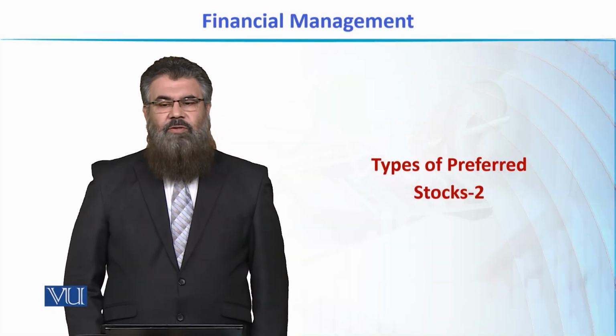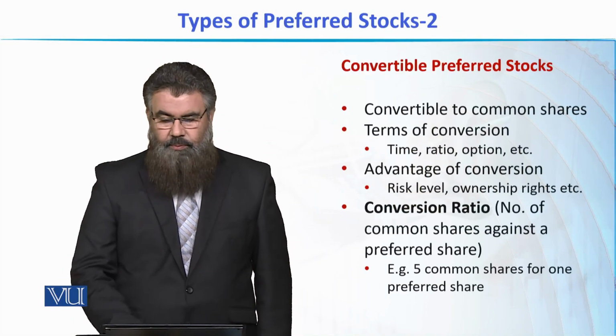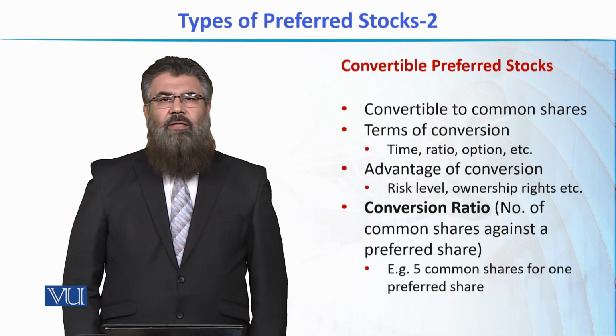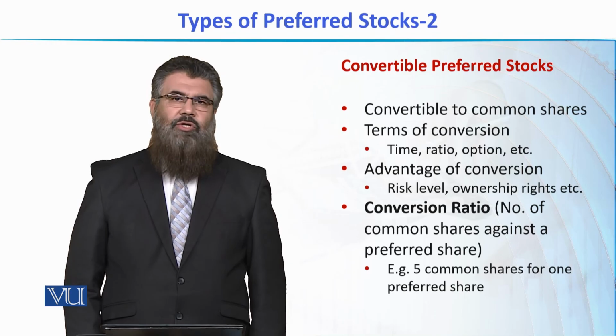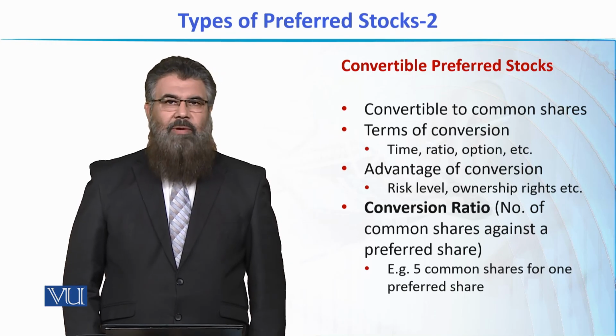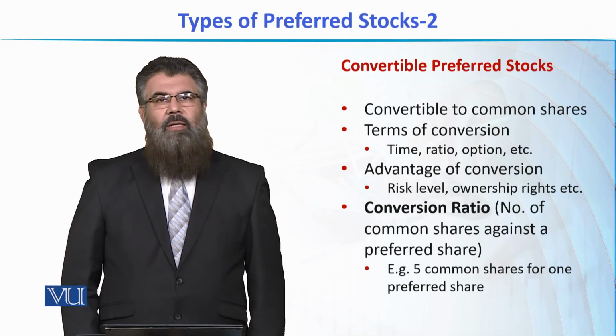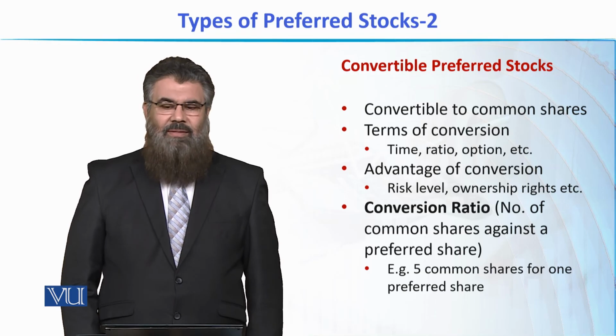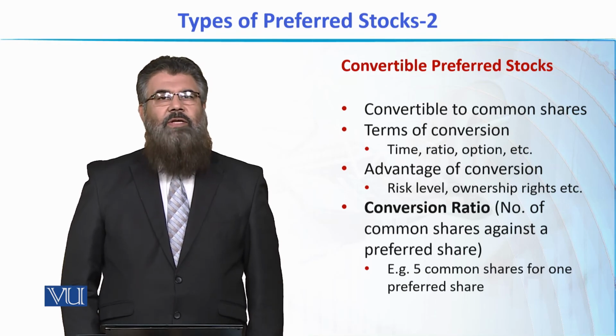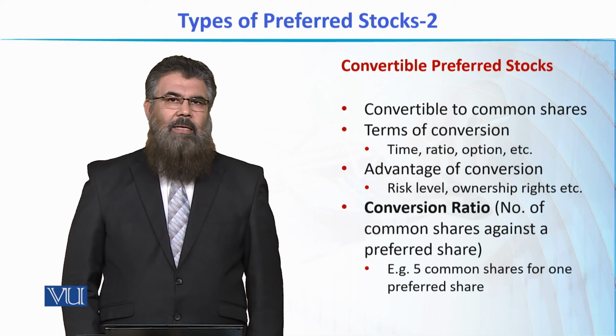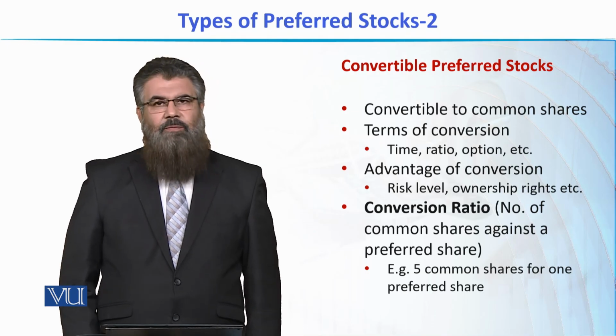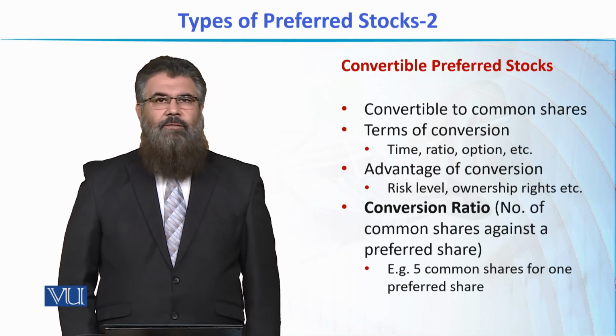Types of preferred stocks, part 2. We have seen that there are several features of preference shares which distinguish them from simple preference shares, and we talked about the feature of accumulation and participation. The next two features that we'll discuss in this module are the features of conversion and redemption. Let's first talk about the feature of conversion.